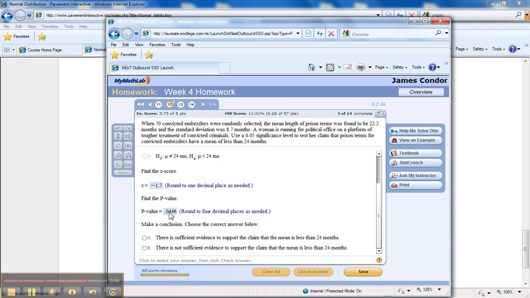And now this is less than the significance level of 5%. So again, when the p-value is less than the significance level, we're going to reject the null hypothesis or support the alternative. So it says either here there is sufficient evidence to support the claim that the mean is less than, that's our alternative, and we're going to say yes. And good job. And that's it for that problem.